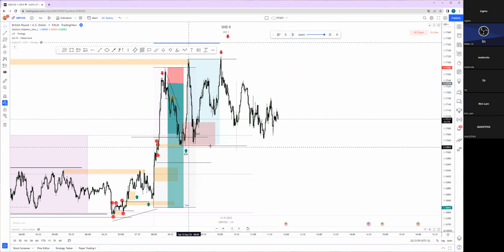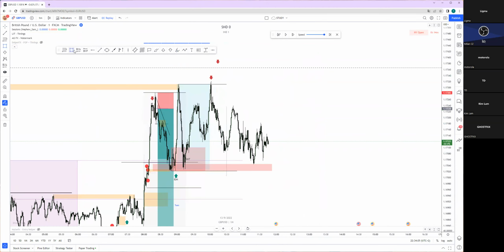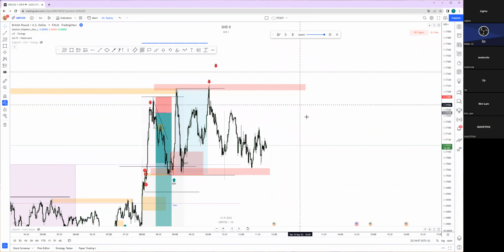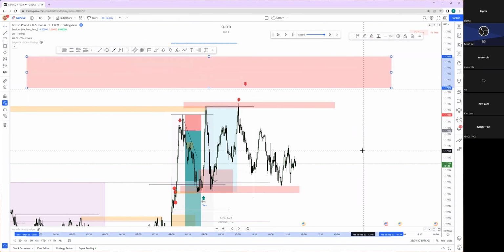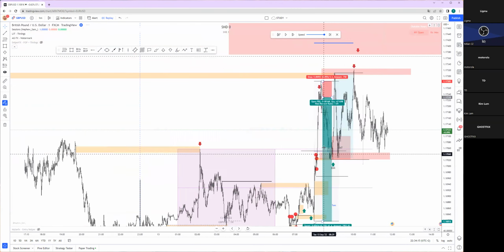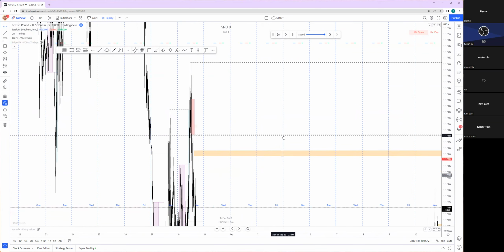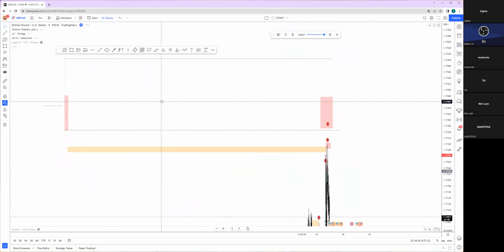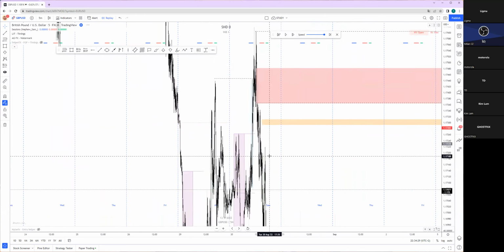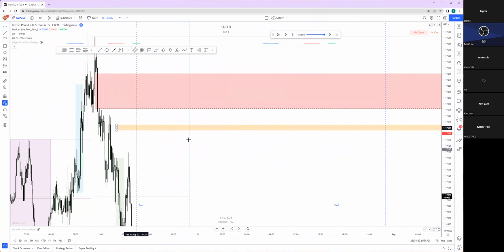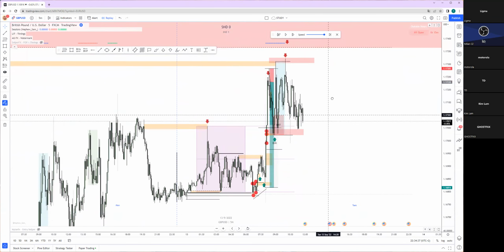Well, this is the lowest point of the consolidation, and this is now the highest point. And we are still considering this because we have a POI right above this. There's a POI like here. I'm just guessing, but yeah, I can go to 5 minutes. Wait, what? Okay. And this is your POI, right? On 5 minutes, with this huge imbalance that price could be targeting.